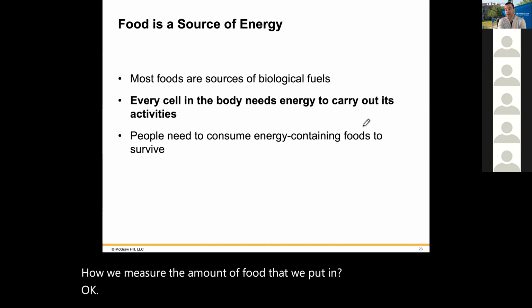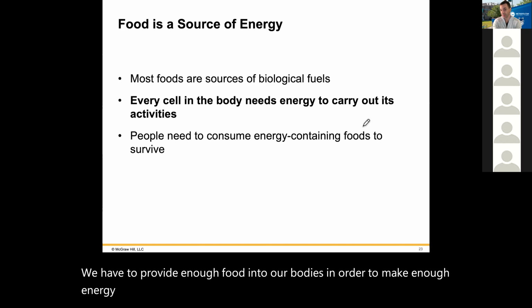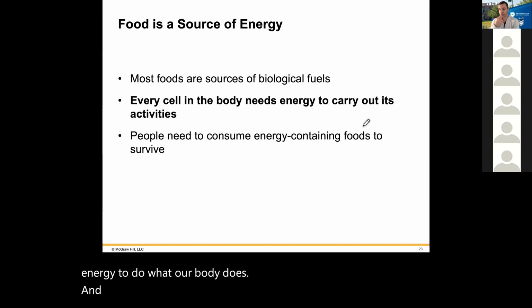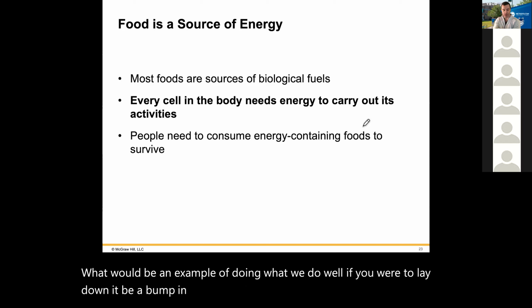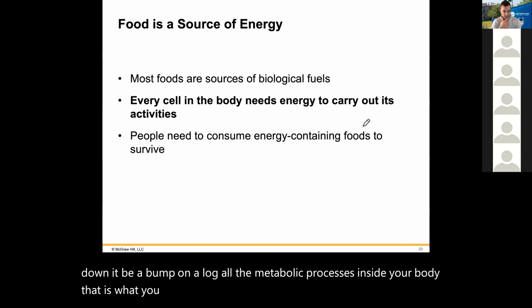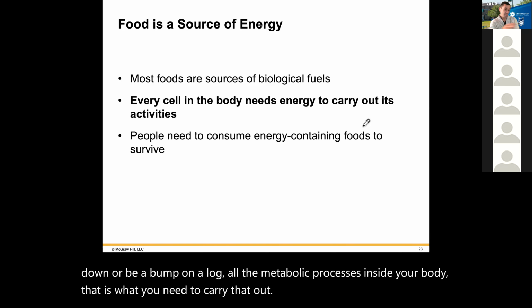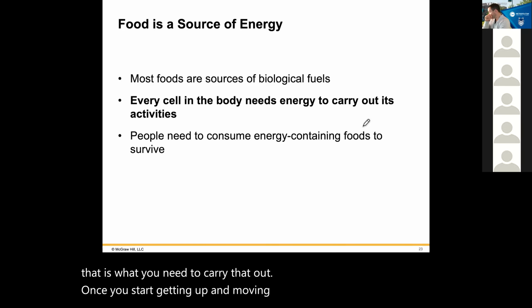We have to provide enough food into our bodies in order to make enough energy to do what our body does, and then do anything extra. What would be an example of doing what we do? Well, if you were to lay down and be a bump on a log, all the metabolic processes inside your body, that is what you need to carry that out. Once you start getting up and moving around, now you need extra.